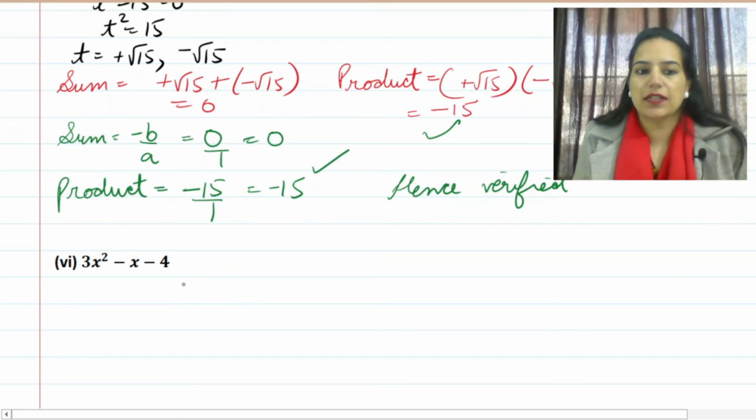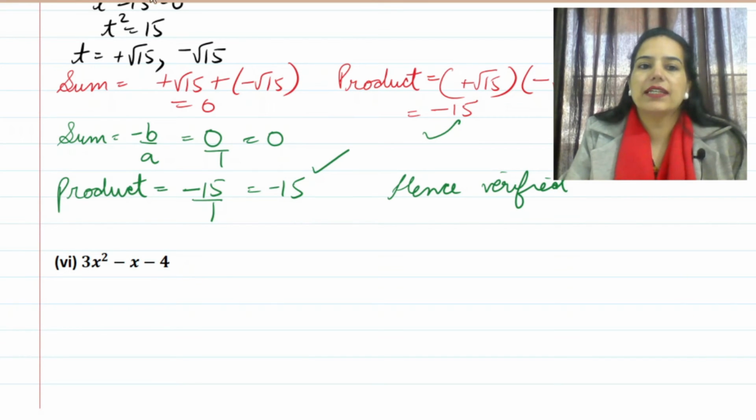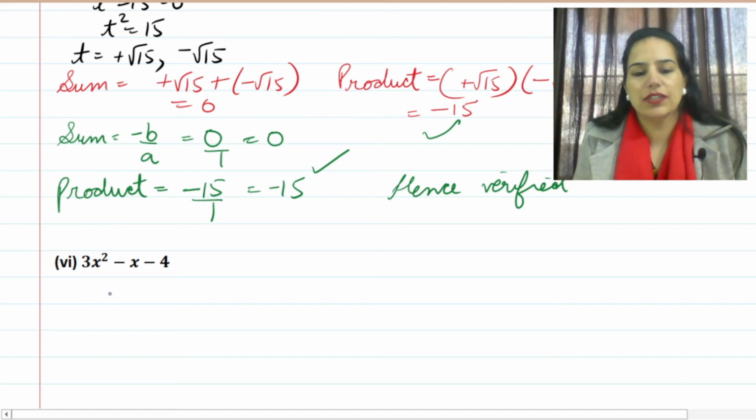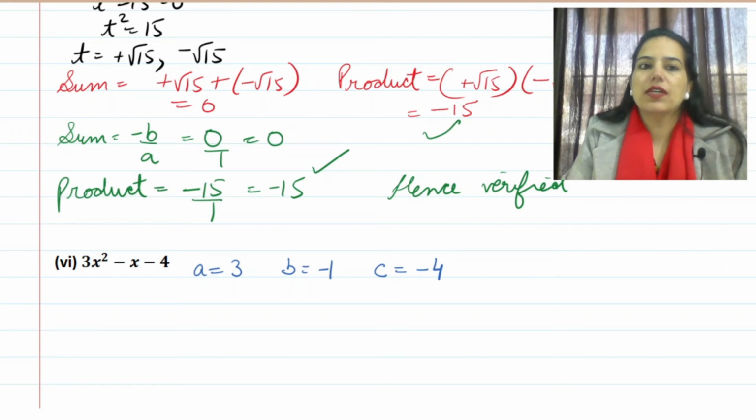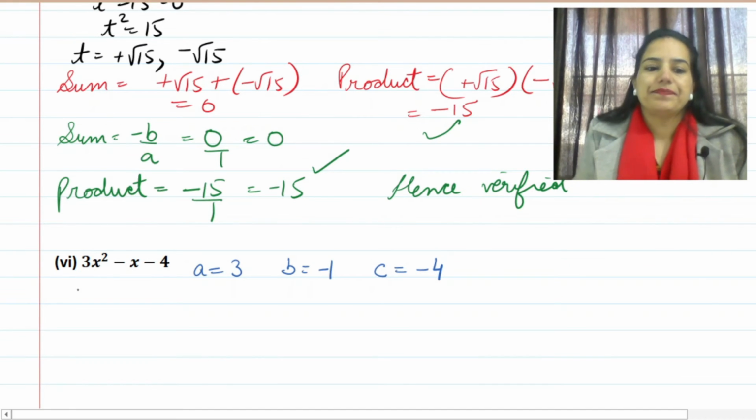Reaching the last part now, 3x square minus x minus 4. Is it in the correct order? Yes. What is a here? 3. What is b here? Minus 1. What is c here? Minus 4. Now let's find the zeros.